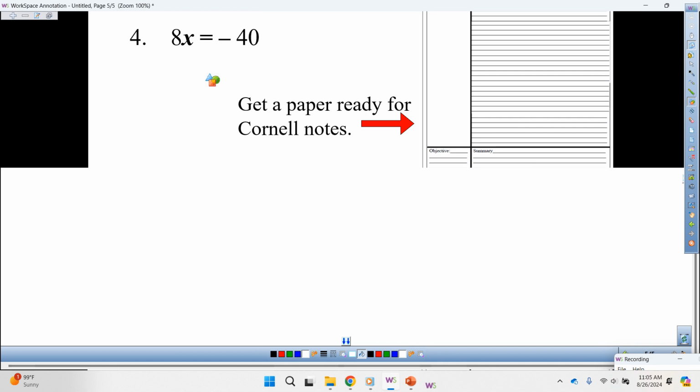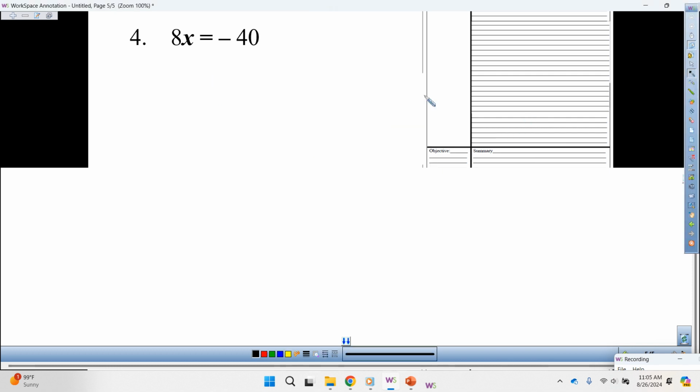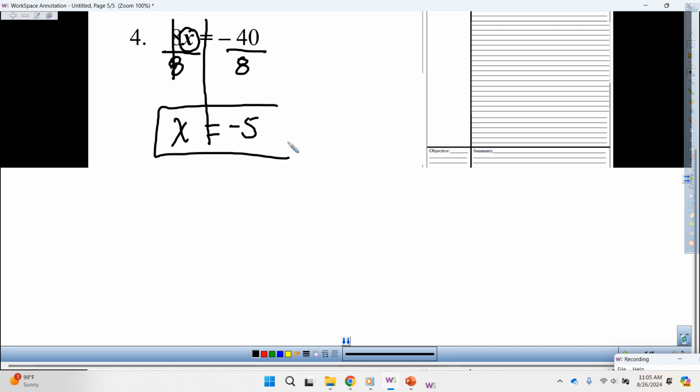Also, for number 4, same idea. Line down the equal sign. Here's x. What's next to x? 8. What is it doing? It's multiplying. So to get rid of it, we do the opposite. What is the opposite of multiplication? Division. Division, we do to both sides. 8 divided by 8 is 1. That leaves us with 1x. Negative 40 divided by 8, that's negative 5. Like I said, we'll get into that as soon as we can.